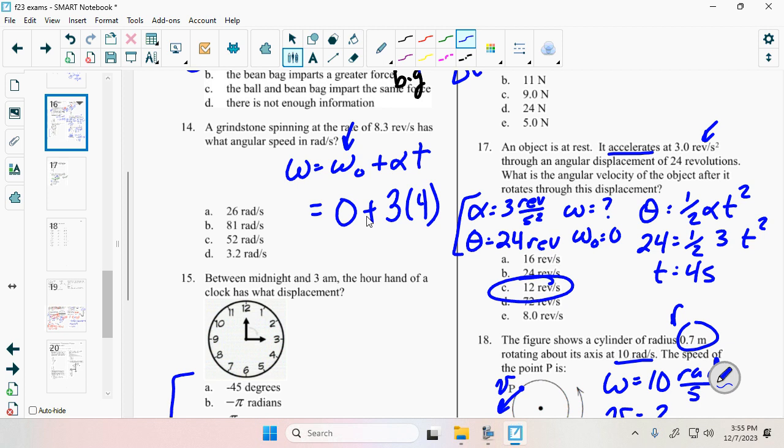It's a kinematics problem. So it probably looks really similar to the chapter 2 kinematics problems, except where before we had x and a and v, we have theta, alpha, and omega.